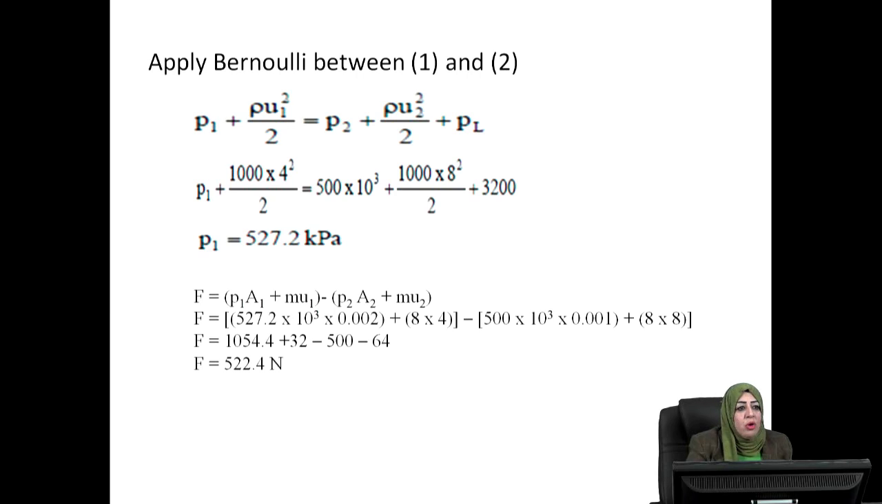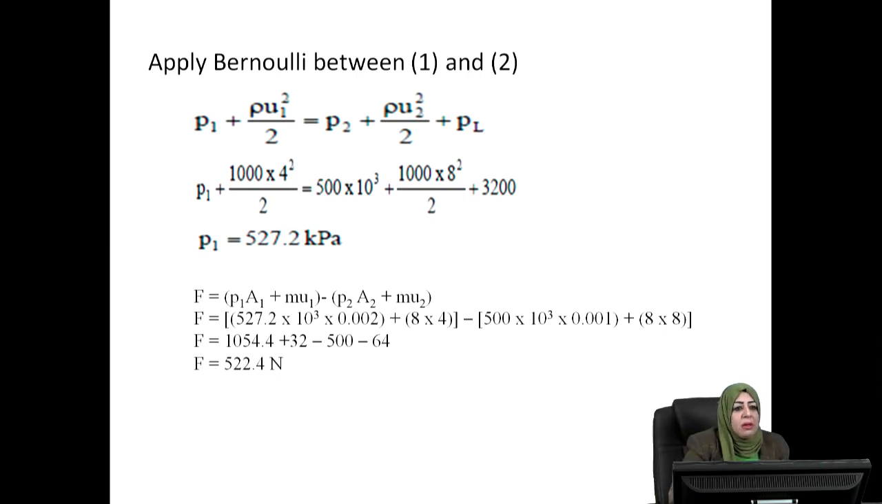P1 plus rho U1 square divided by 2 equal P2 plus rho U2 square divided by 2 plus P sub L. P1 plus 1000 times 4 to power 2 divided by 2 equal 500 times 10 to power 3 plus 1000 times 8 to power 2 divided by 2 plus 3200. راح يطلع لي النتيجة إنه ال P1 equal 527.2 كيلو باسكال. طلعنا الضغط at point 1.